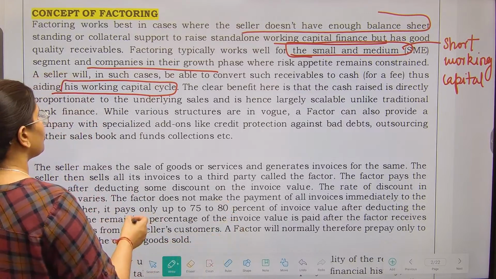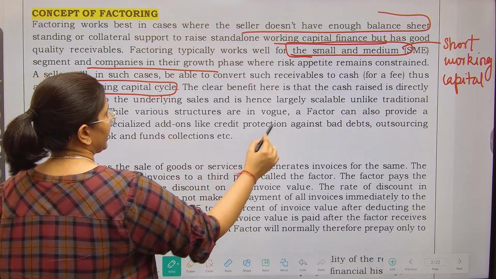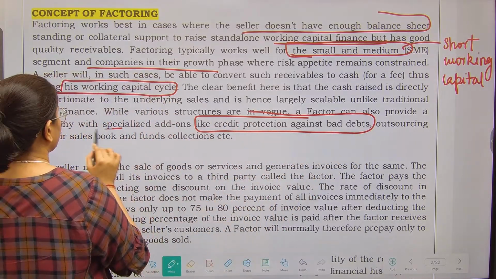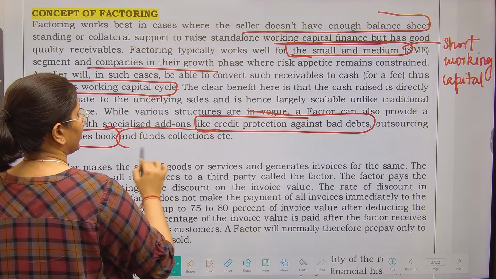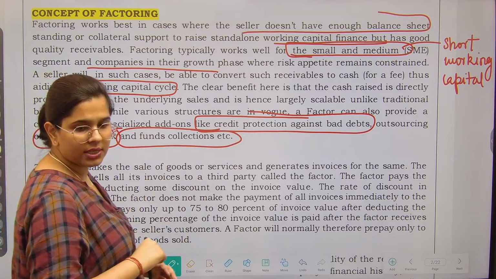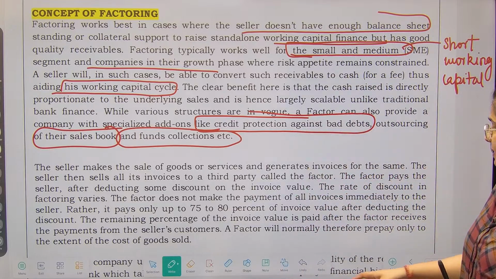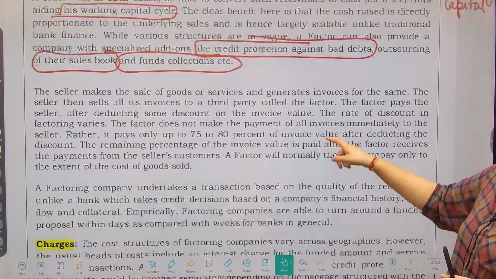A factor can also provide the company with special add-ons like credit protection against bad debts, outsourcing of their sales book, and funds collection, etc. So these are all the services that are provided by a factor, ठीक है. Next is the seller makes the sale of goods.